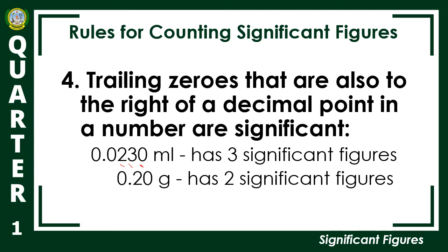Another example, we have 0.20 hundredths. Okay? So, since yung 0 po dito sa dulo ay nasa kanan ulit ng decimal, therefore, we consider it as significant. And syempre, yung non-zero, significant din yan. All in all, we have 1, 2, 2 significant figures. Okay? Again, trailing zeros are significant if they are to the right. Okay? To the right of the decimal point. Tatandaan po.